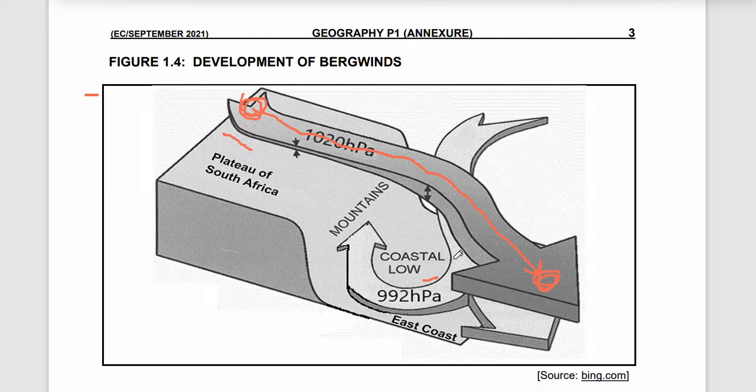This causes those warm, dry conditions on the east coast. Because these winds are cooler on the plateau of South Africa, when they go down towards the coastal area, the altitude decreases. As the altitude decreases, these berg winds increase their temperature. So by the time they arrive on the coast, they are very warm and dry, causing those warm, dry conditions on the coast. I think I've emphasized that.